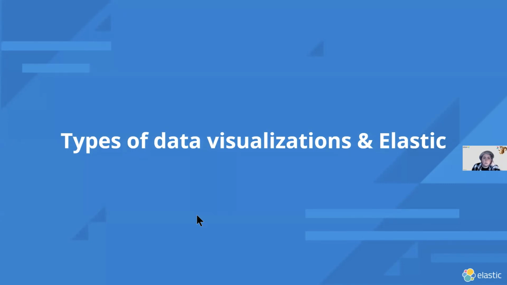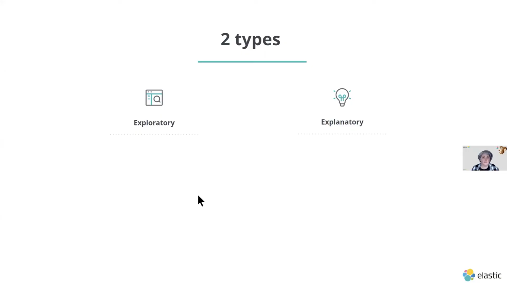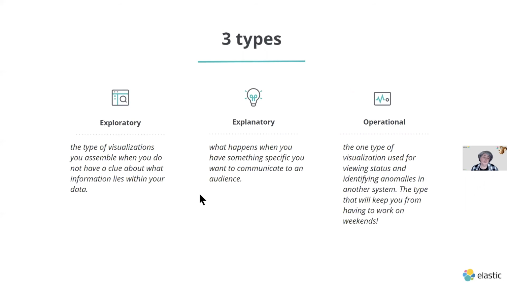I wanted to start by talking a little bit about the theoretical concepts of the types of data visualizations that are out there and how we think about them in Elastic tools, specifically in Kibana. Traditionally, if you look up literature on the subject, they will distinguish two types of data visualizations: exploratory versus explanatory. Fairly self-explanatory names. To me, when I think about it, I actually think of three types.